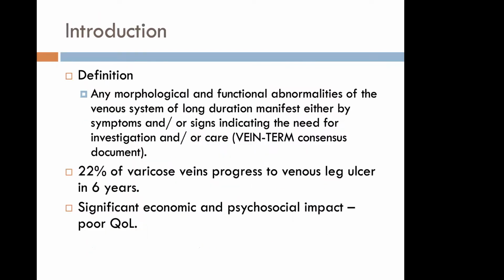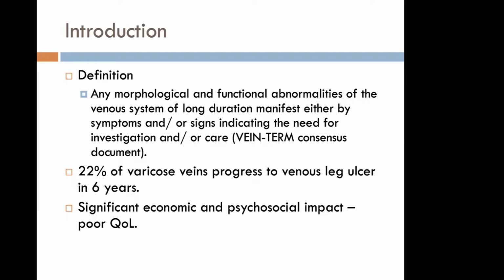Now, looking at chronic venous disease, if you look at the VEIN-TERM consensus document, they define this as any morphological and functional abnormalities of the venous system of a significantly long duration, which manifest either by symptoms or signs which mandate investigation and/or care. Now, the most common manifestation that people are aware of is that of varicose veins. And as you'll notice, 22% of patients with varicose veins will actually progress to chronic venous leg ulceration in 6 years.